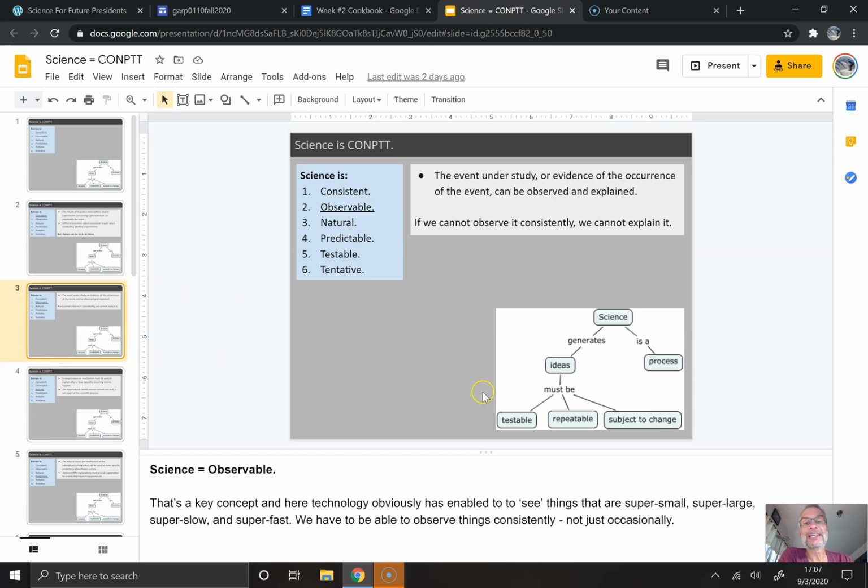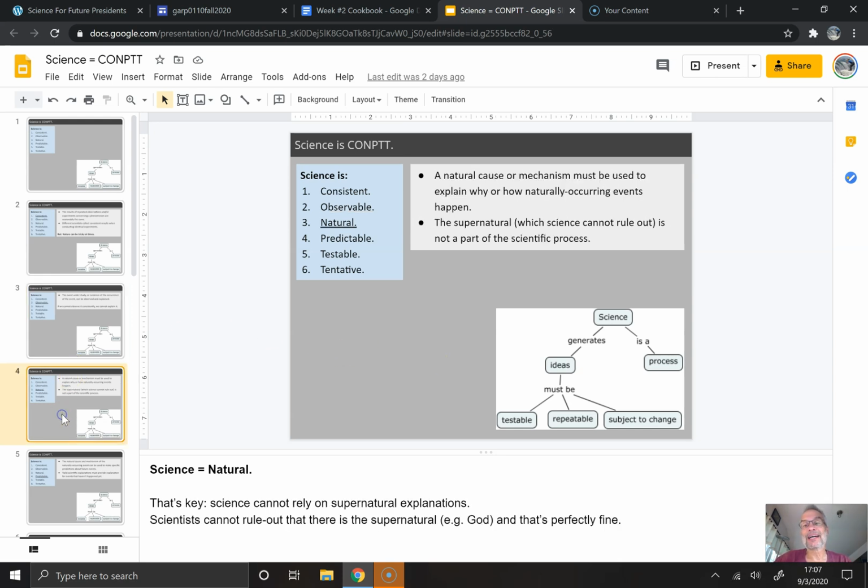Observable, right? Of course, that's the key, and one key of science is that what we are doing can be explained and observed. If we can't observe it consistently, if we can't measure it, if we can't do an experiment on it, if we can't collect empirical data, then we can't explain it with science.